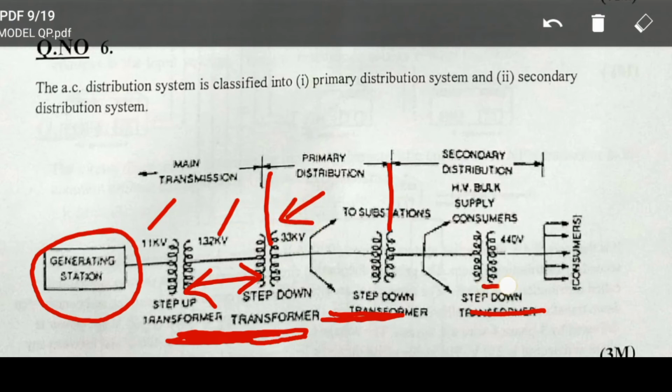33 kV to 11 kV again stepped down, that is the HV supply for our houses, it is secondary distribution. The part of the power system which distributes electric power, that is the electrical distribution system part, it is primary and secondary. Voltage levels are important. 33 kV is the primary distribution voltage level, 440 volts, 230 volts come under secondary distribution voltage levels.